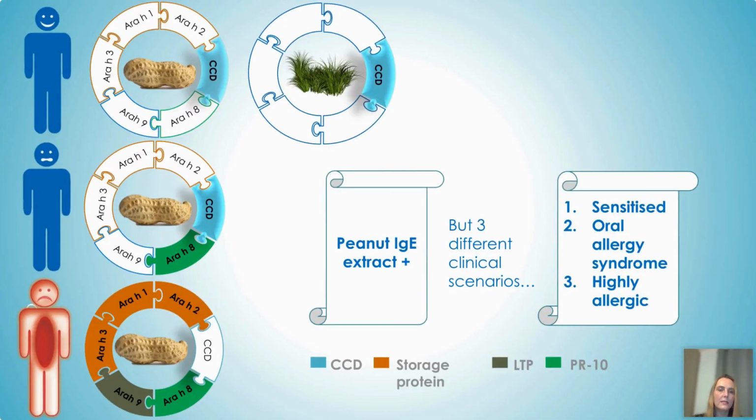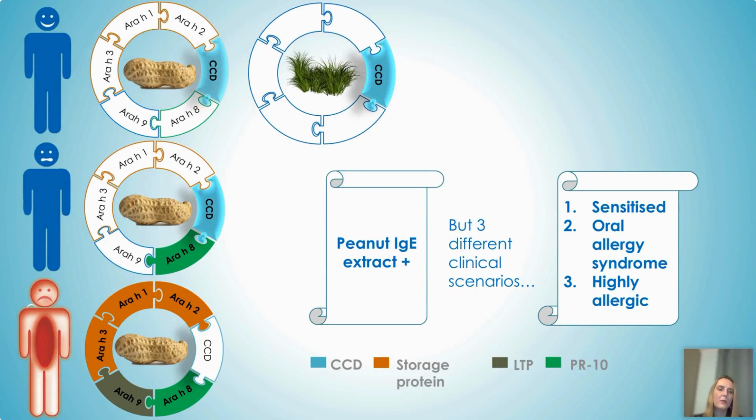So just looking at this example, if we have a peanut IgE extract that is positive, there can be 3 different clinical scenarios. If the patient doesn't experience any symptoms when he eats his peanut and we do the molecular testing and all the components for the peanut are negative, the Ara h 1, 2, 3, 9, and 8, this IgE extract is then positive due to the CCD that's present in the IgE extract.